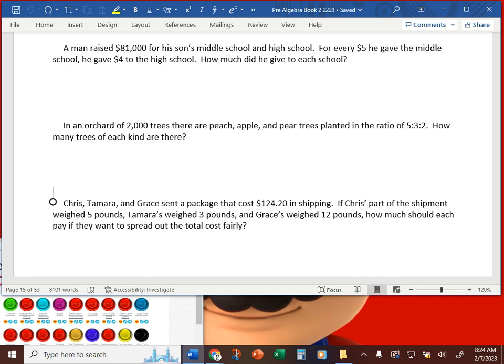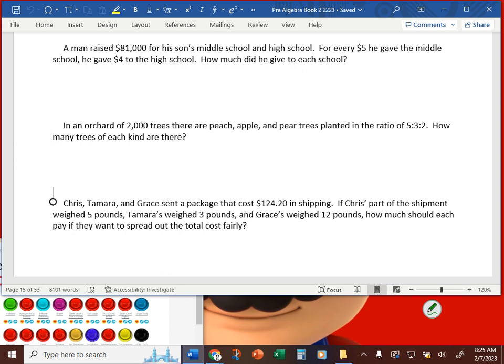It says a man raised $81,000 for his son's middle and high school. For every $5 he gave to middle school, he gave $4 to high school. How much did he give to each school? Now, the difference in word problems is that you've got to set the thing up yourself. In the previous ones, it gave you the whole, and it gave you the ratio very explicitly. In this case, you've got to pull the information out. What's the ratio?